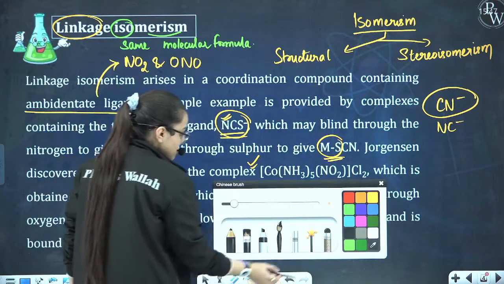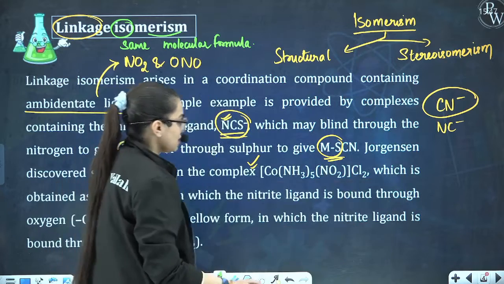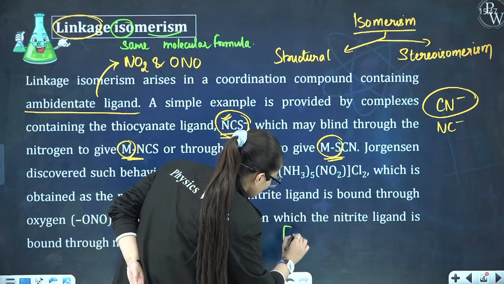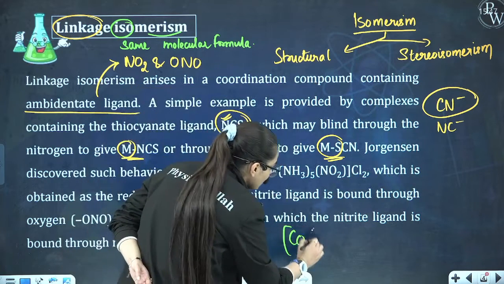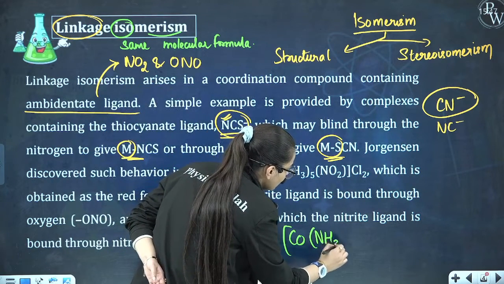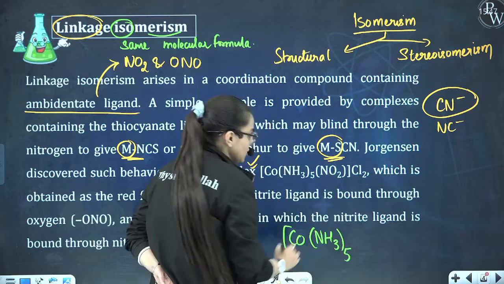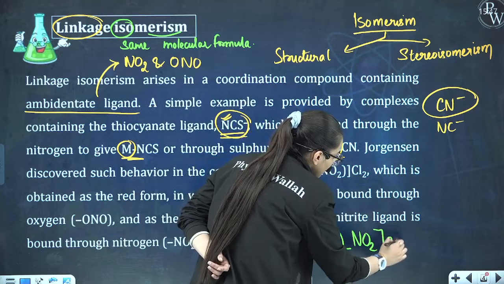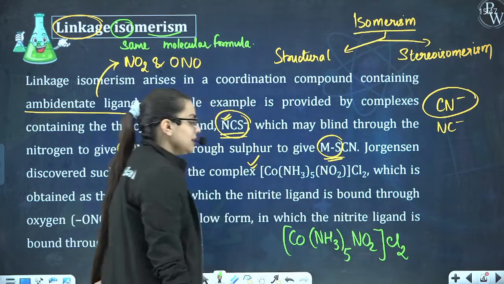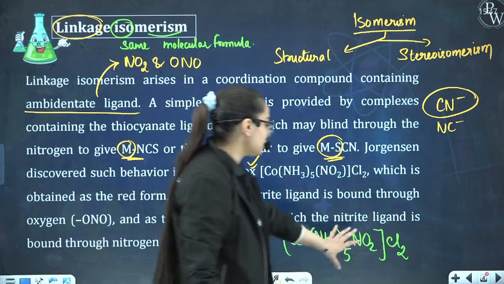Now let us understand this example. First of all, I shall draw this example over here. You will get my point. If I say I have Co, this is the central metal atom. Then I have NH3 as my ligand. How many NH3 are attached? Ma'am, 5 NH3 are attached. Then NO2 is the other ligand. And then we have an ion, that is Cl2. How many ions? 2. Now let me show you how I will represent it.